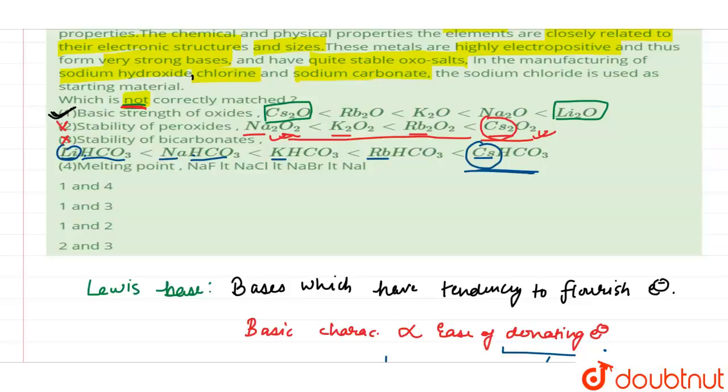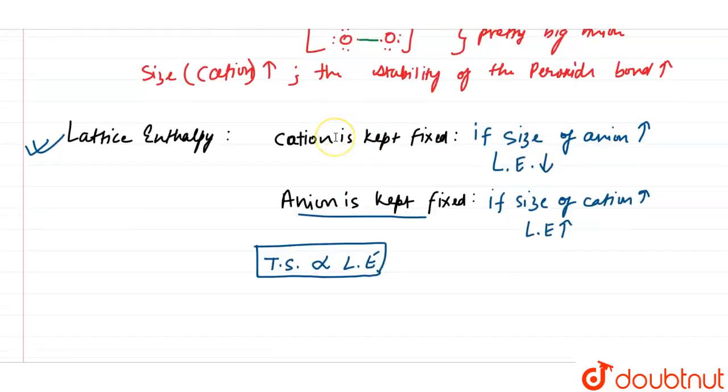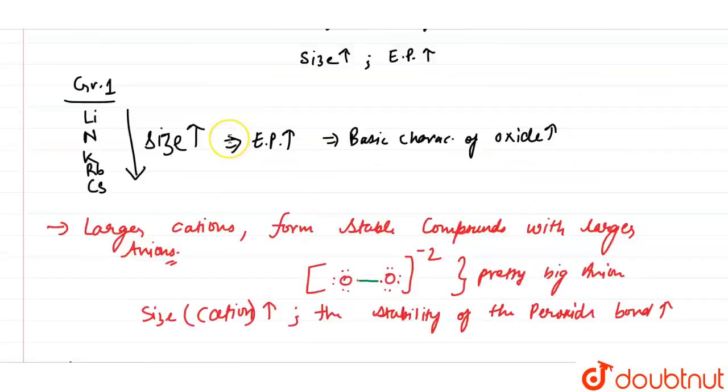Okay, now let's go to the fourth option, melting point. Again we have to talk about thermal stability, and I already discussed that for thermal stability we have to talk about lattice enthalpy. However, in this case you will observe that the cation is fixed. There's a misprint in the question, please pardon that. Here the cation is fixed. If the cation is kept fixed, then if the size of anion increases, lattice enthalpy decreases.